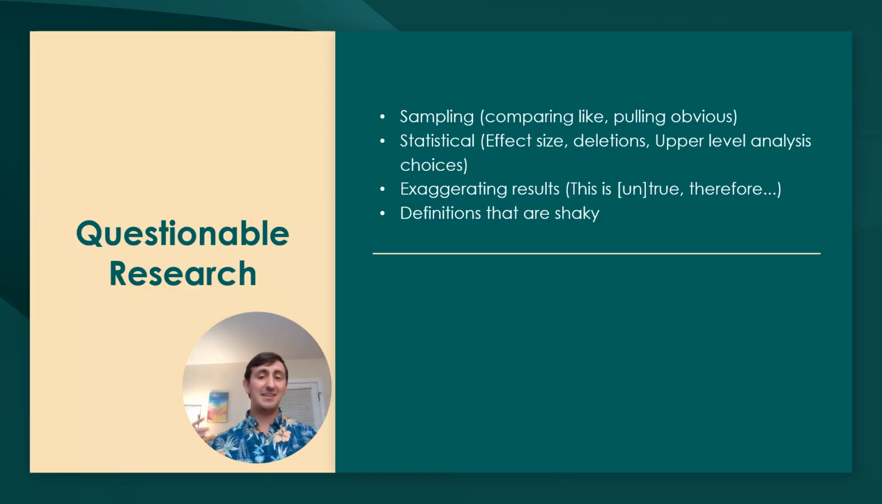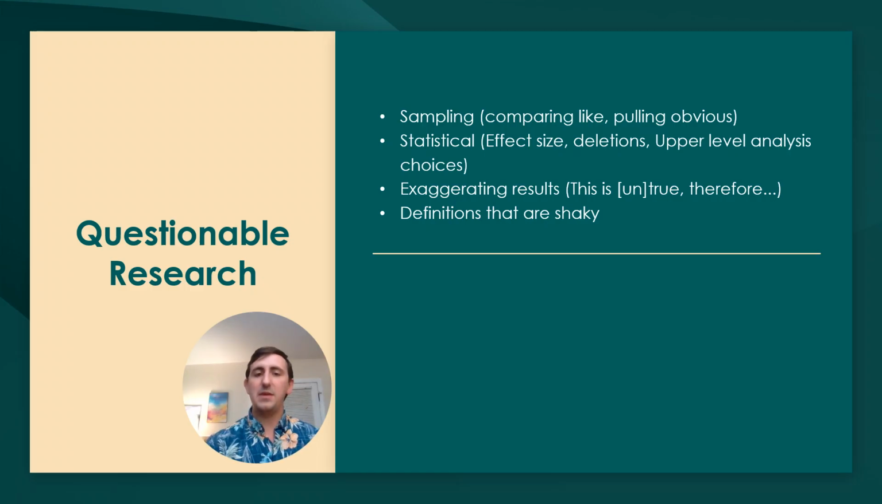They might be statistically accurate in saying that, but the effect size is, okay, but how much faster are they? Could it be by a millionth of a second? And at that point, isn't that just luck and not really a statistical difference? So that's why you gotta look at effect size and deletions. And there's also some upper level analysis choices that statistically we have to be aware of, not for this class, but in future classes, to know how to best represent your data.